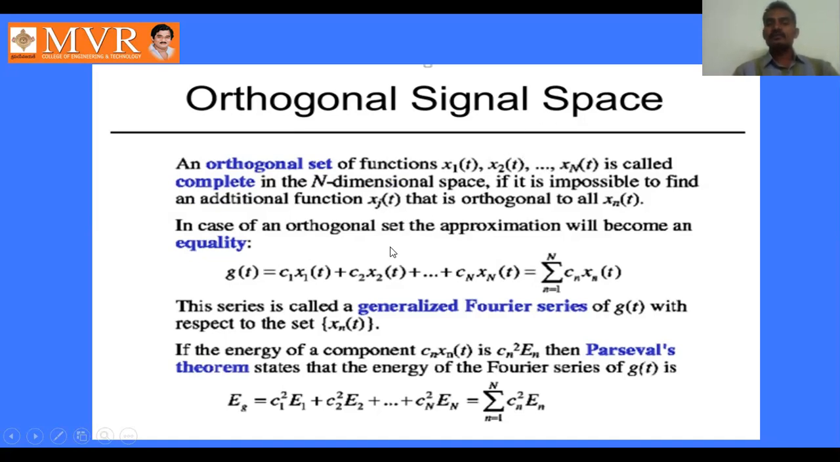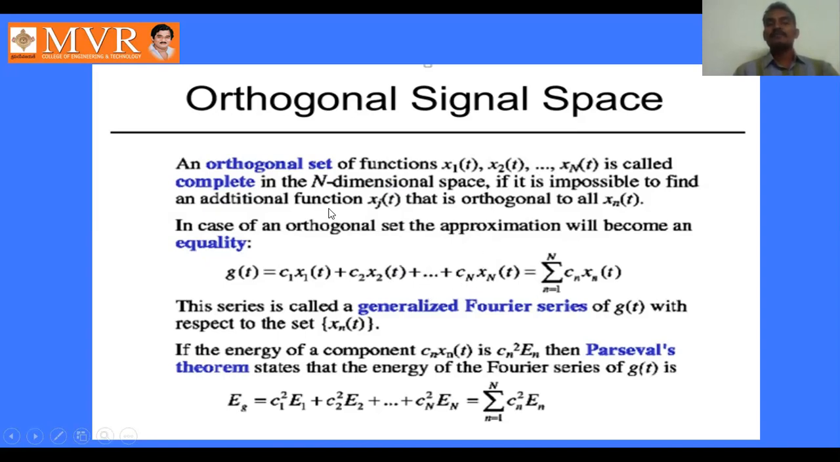In case of an orthogonal set, the approximation will become an equality. So what is the case here? The additional function xj(t) is perpendicular to the orthogonal set x1(t), x2(t), x3(t) up to xn(t). In the earlier case, g(t) was approximately equal to c1 x1(t) + c2 x2(t) plus up to cn xn(t).